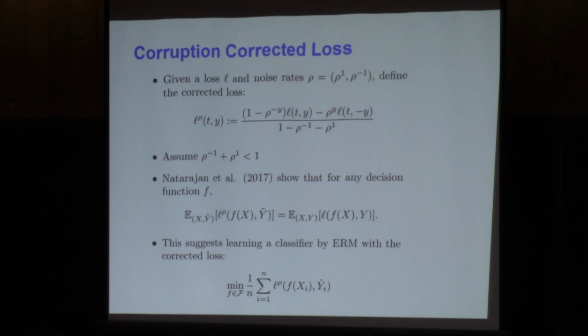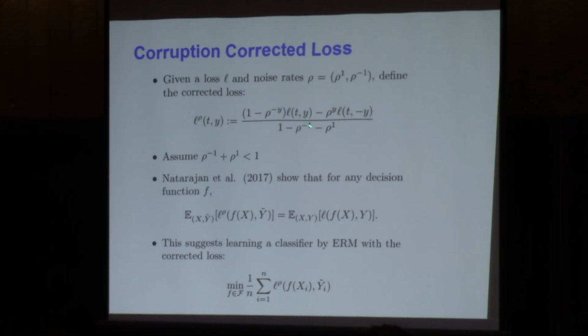And they call it the corruption-corrected loss. And it requires knowledge of these label noise proportions. So let's assume those are known, rho 1, rho minus 1. And so you take your original loss of interest and you define a new loss, L rho, just in terms of the old loss and these label noise proportions. And you also need to assume the sum of the two proportions is less than 1, which is a little bit like saying that most of the labels are correct.